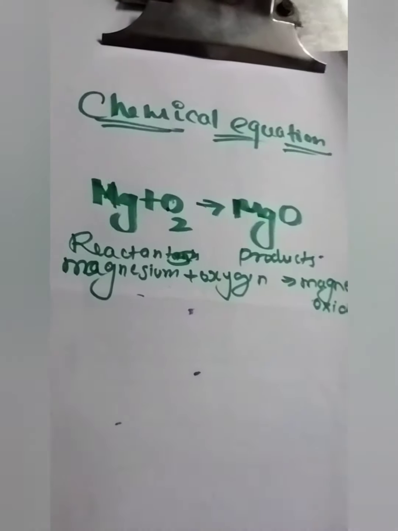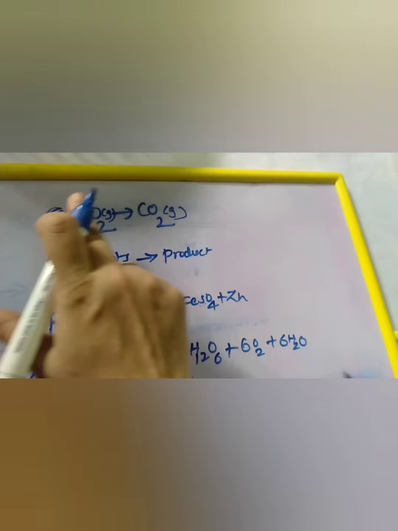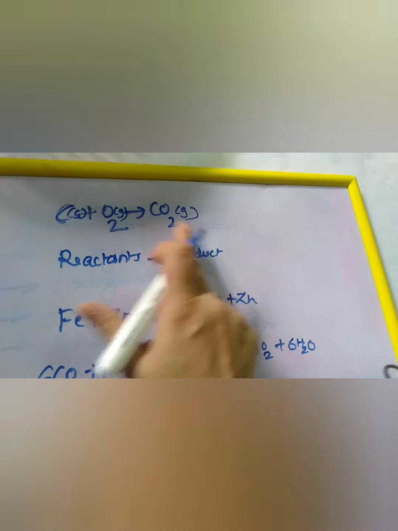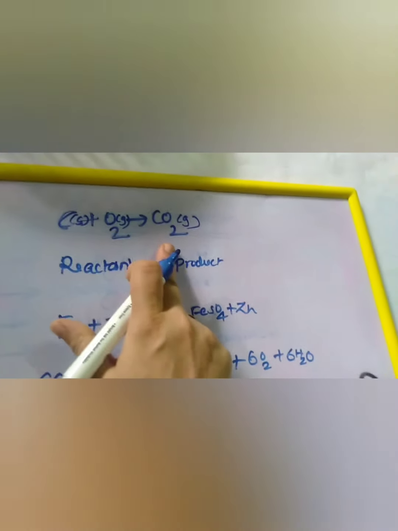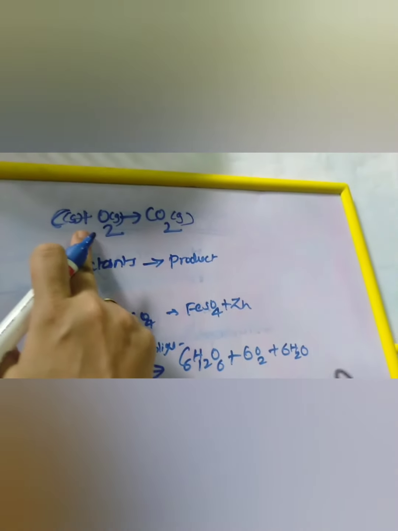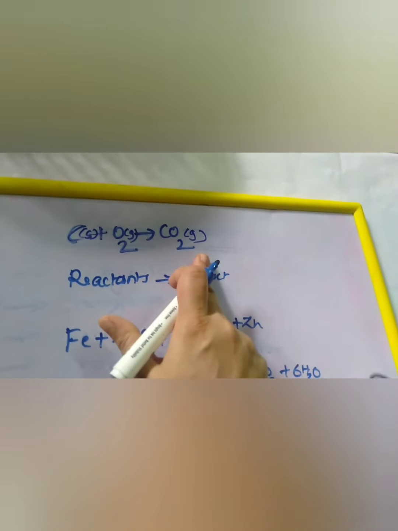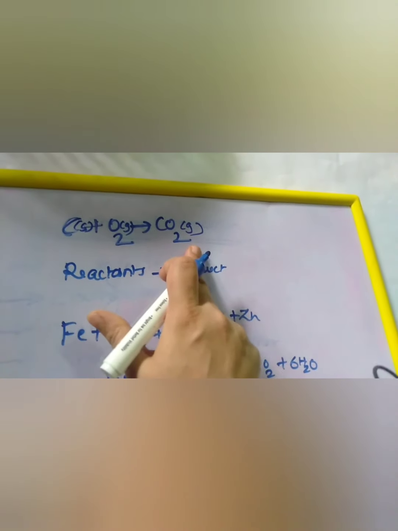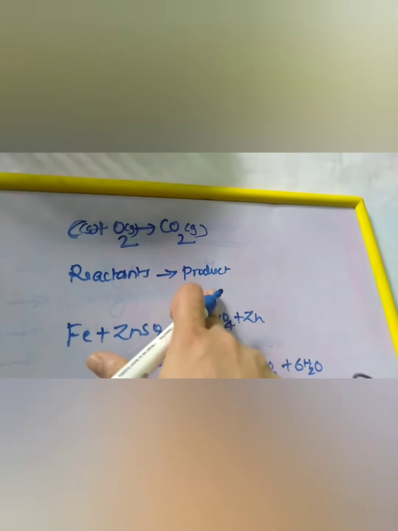Let us take one more example. Carbon combines with oxygen and gives you carbon dioxide gas. Here we can specify the state of the reactant as well as product. Here carbon is in solid state, oxygen is in gas state, and carbon dioxide is in gas state. In a chemical reaction we can specify the states also. Here the reactants are carbon and oxygen and the product is carbon dioxide.